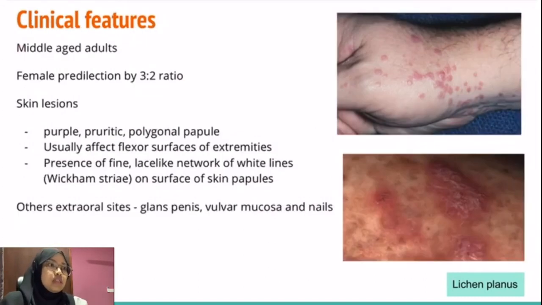Next is the clinical features. It usually affects middle-aged adults and it has female predilection. The skin lesions present as purple pruritic polygonal papules, which can be seen in the first picture, and they usually affect the flexor surface of extremities. There is also a fine lace-like network of white lines, which are Wickham's striae, on the surface of the skin papules, which can be observed in the second picture. The other extraoral sites it can affect are the glans penis, vulvar mucosa, and also nails.